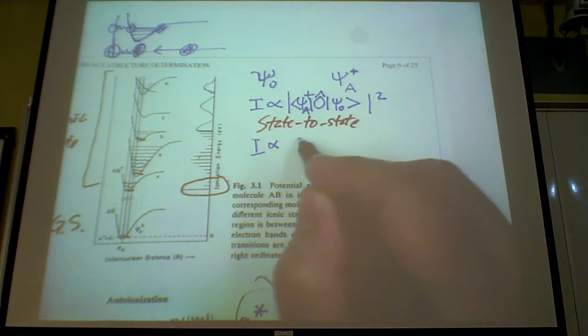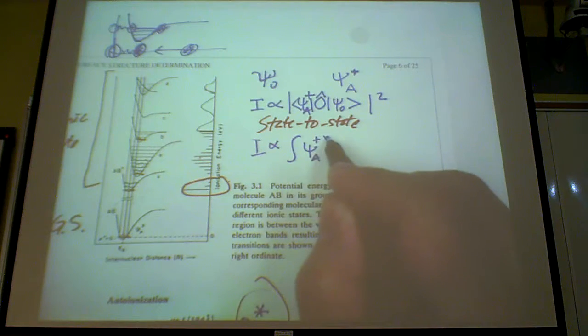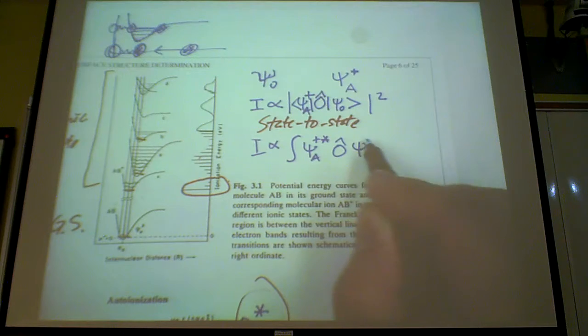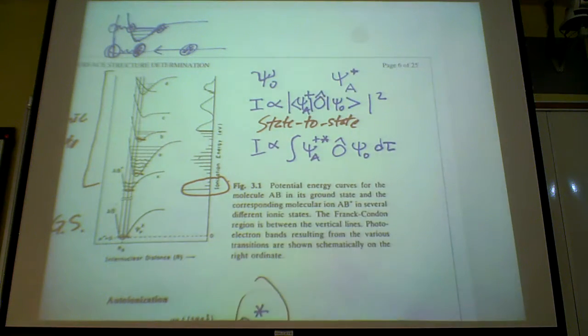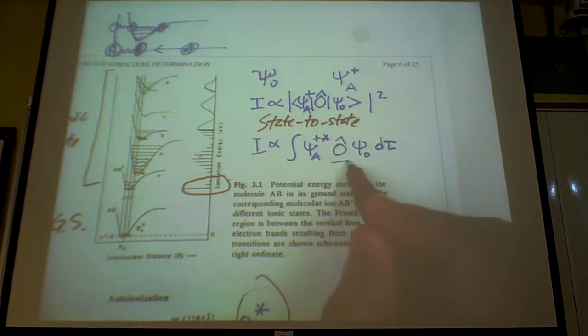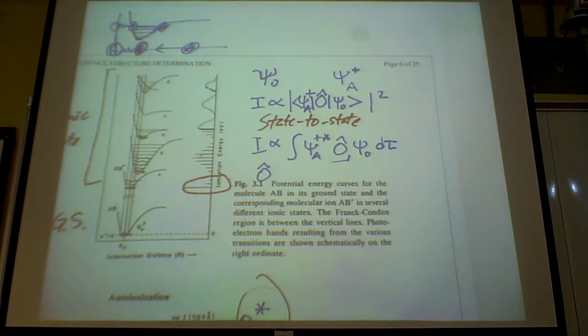notation. You can write it as an integral, right? Think of it as an integral like this: some operator, psi naught, and then d tau, which is the volume that you have to integrate over. And this operator, what is this operator? An operator is just a mathematical operation.